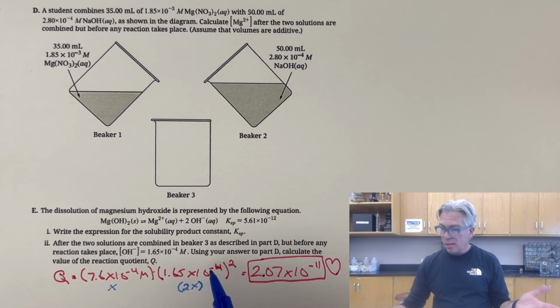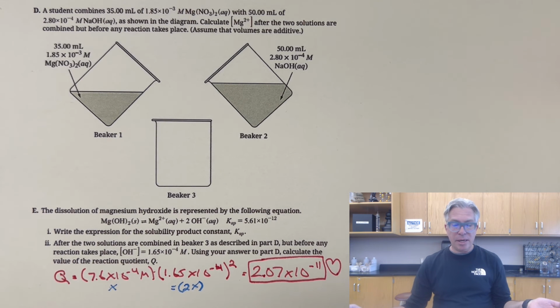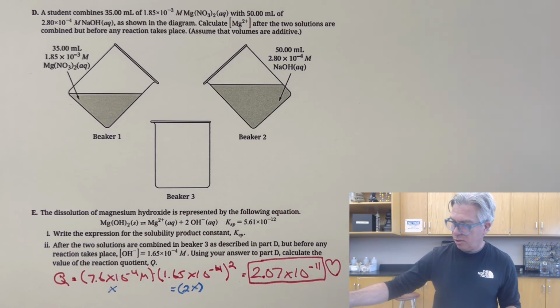And so the whole concentration is 1.65 times 10 to the minus 4th, which is essentially equal to whatever 2x might have been had it been dissolved. But we don't have to double that, so kind of make a note of that. But we do have to square it because it's part of the expression, and I got a Q value of 2.07 times 10 to the minus 11.